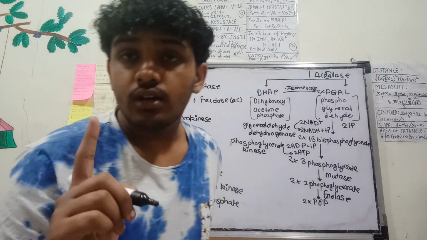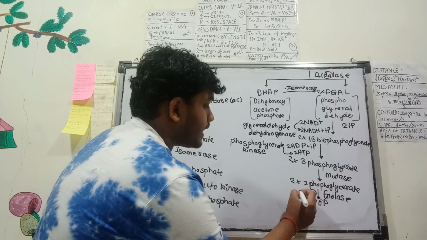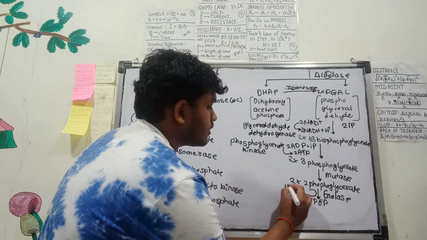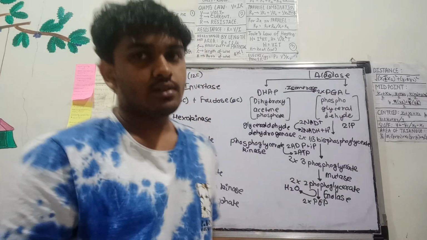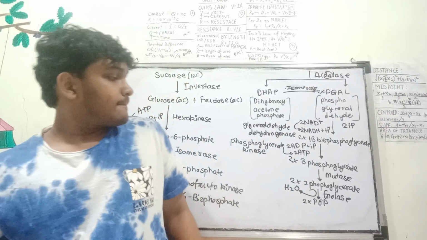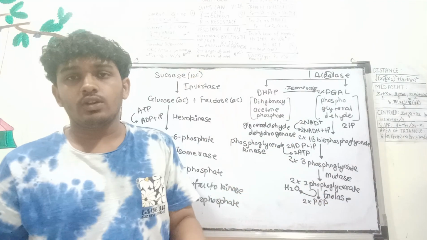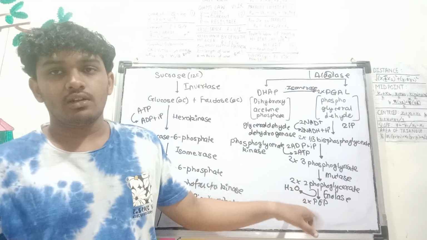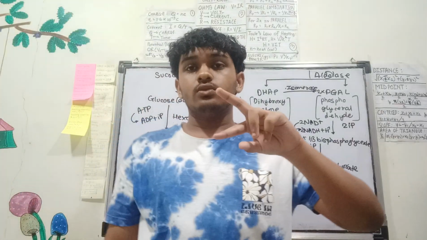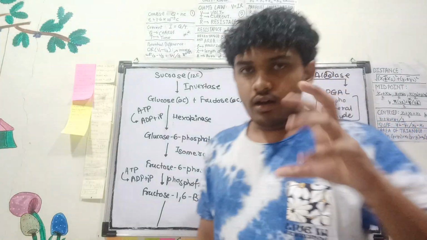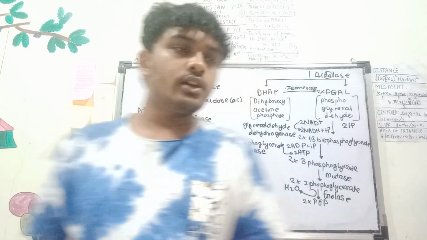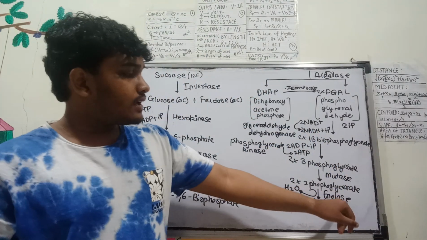Enolase. One thing here is that H2O is released. This is the only reaction in the whole glycolysis where H2O is released. That is the reason why I said that the last two reactions are very different types of reactions, right? So here H2O is released and the enzyme name is enolase.